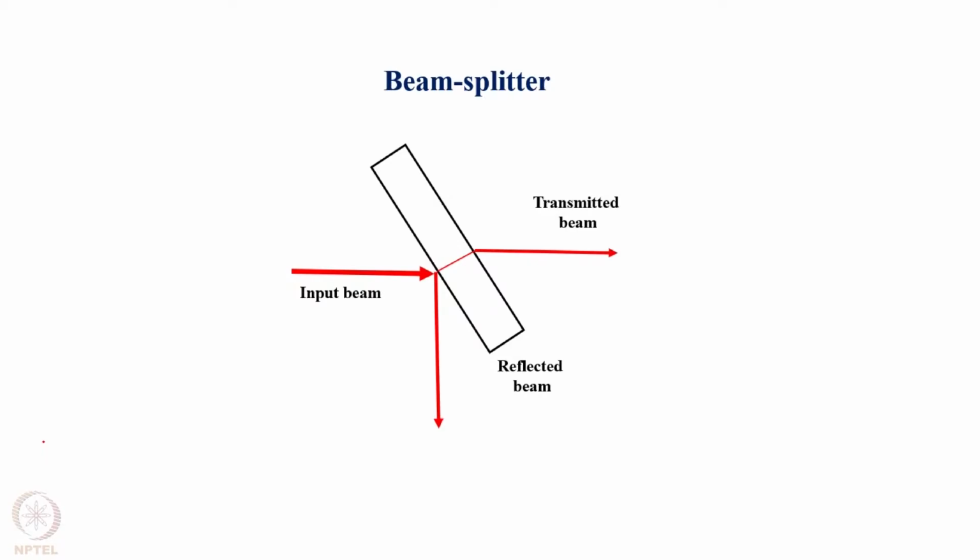The following diagram shows a beam splitter where there is an input beam which is incident on the beam splitter, and then it gets split into two parts. One is a reflected one, the other one is a transmitted one.